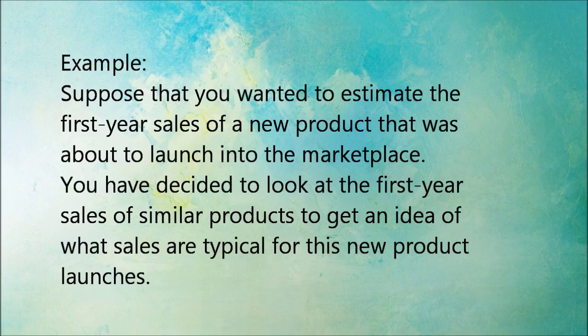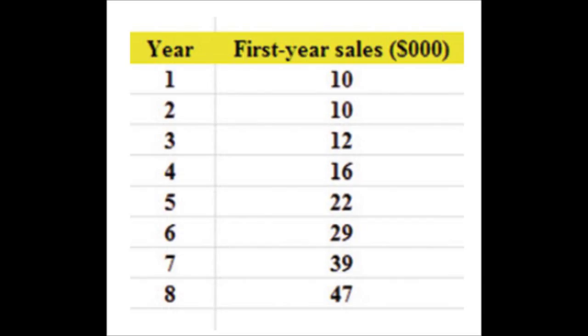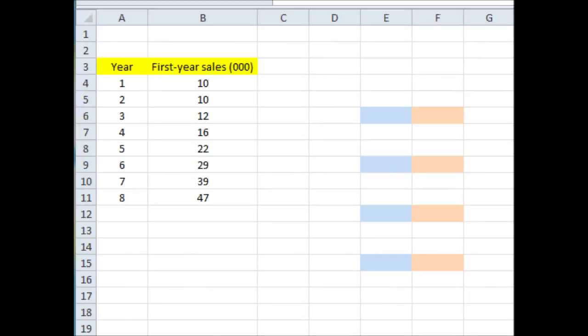Suppose that you wanted to estimate the first year sales of a new product that was about to launch into the marketplace. You have decided to look at the first year sales of similar products to get an idea of what sales are typical for new product launches. We use the first year sales of a similar product over the past 8 years, and we created the table shown here. Now, add the following terms to your spreadsheet as follows.